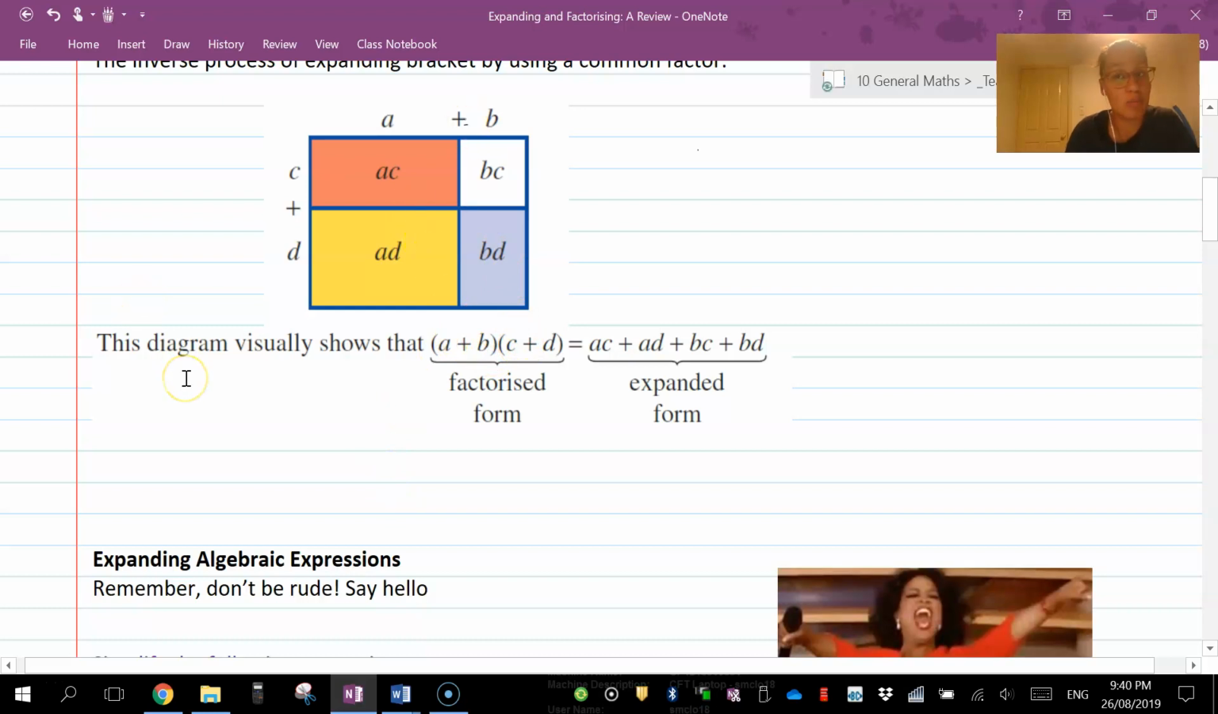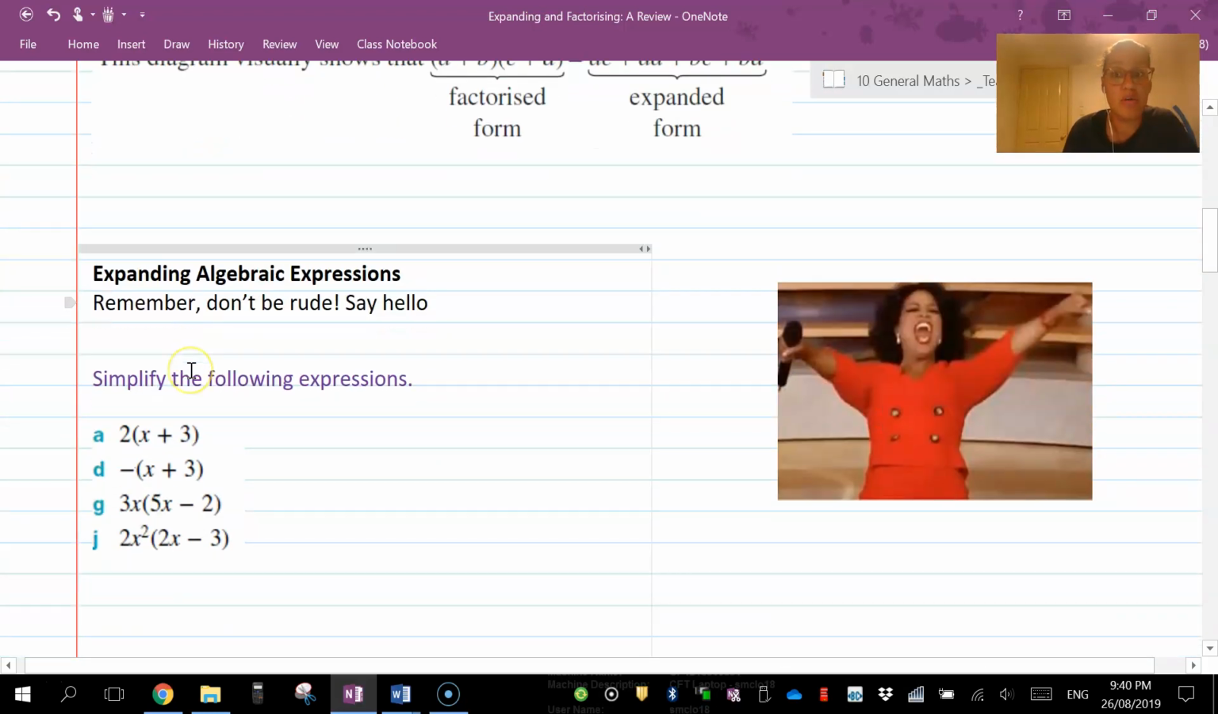Let's start with just when you have one term out the front. So simplify the following expressions. Just don't be rude. Say hello. So everyone gets a 2. Times this by 2, times this by 2. We're simplifying by expanding those brackets and removing them.